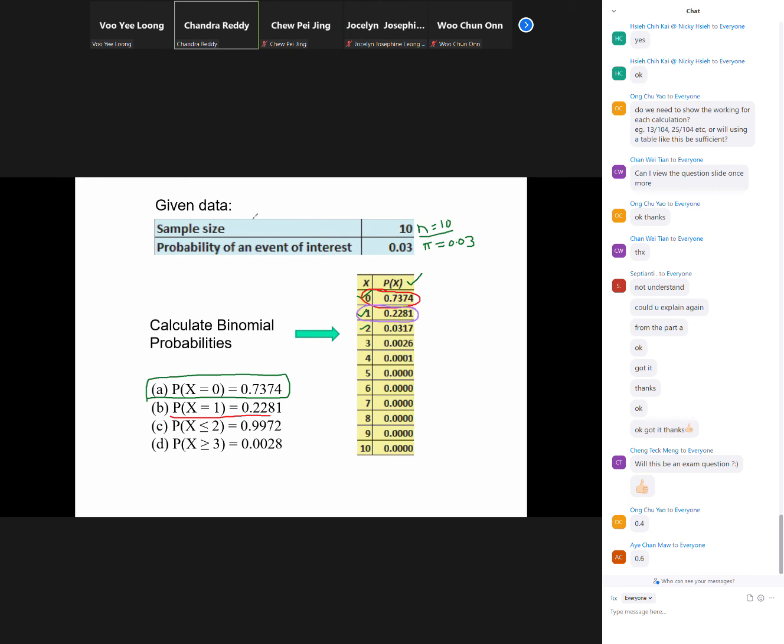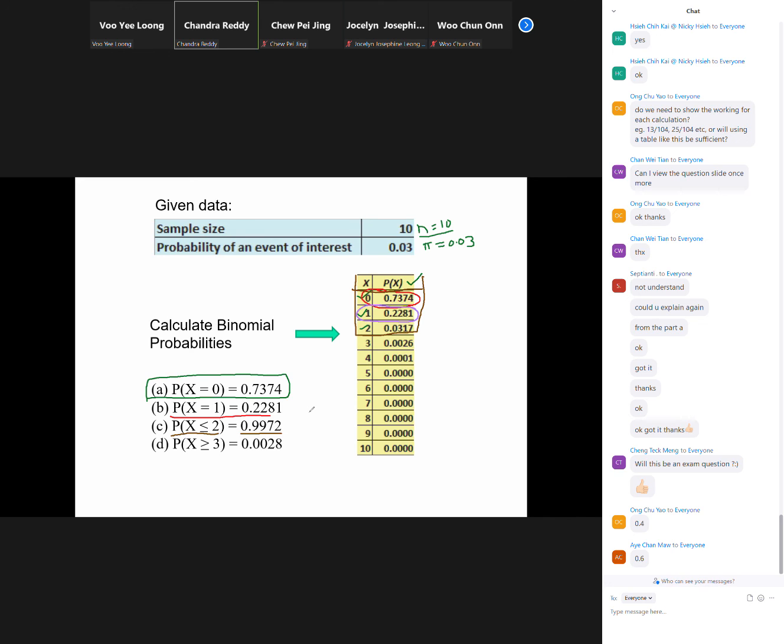The part C question is probability of x is less than or equal to 2. Less than or equal to 2 means you need to add up the probabilities of these three: probability of 0 plus probability of 1 plus probability of 2. If you add these three numbers, you will get the probability around 0.9972. So that means there is a probability of 99.7% that in a sample, the defective LED bulbs will be less than or equal to 2.